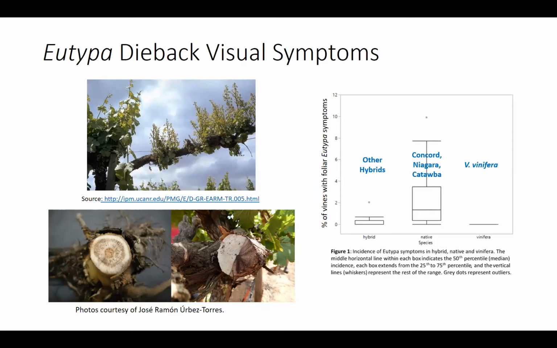And the bar through the middle box plot shows the median value. That means that 50% of the vineyards had more than that, and 50% had less. You can see it's 1.5%. The maximum value was 10%. And really, on the other hybrids and vinifera, the amount of visual eutypa symptoms was very, very minimal. So that was concentrated on Concord, Niagara, and Catawba, which tend to be our older blocks that have been in the ground for, say, 30 to 50 years or more.